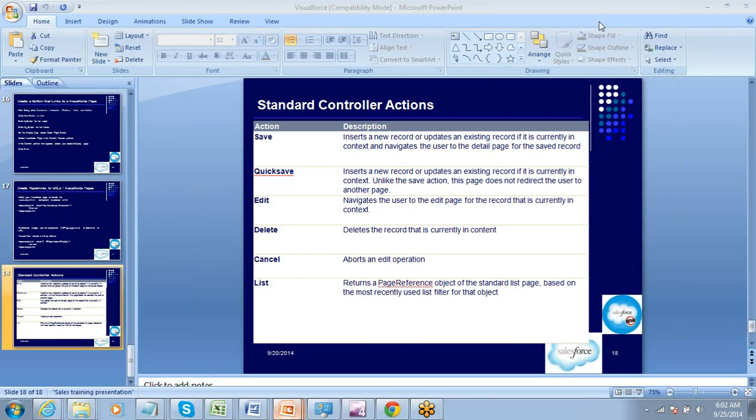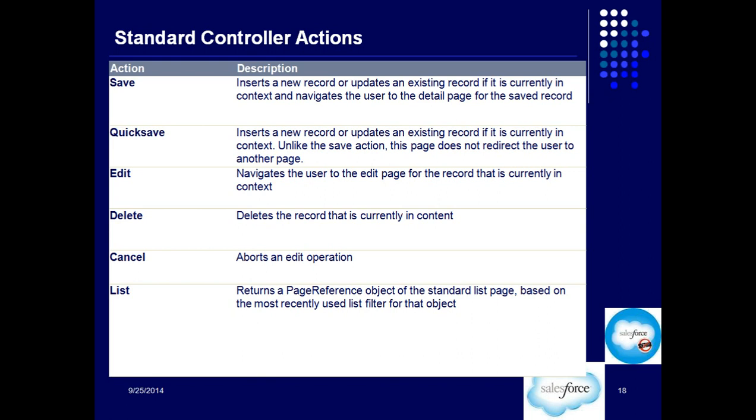So here is the list of actions that we have for standard controller. Save, quick save, edit, delete, cancel, list. These are the default actions which are available. As I told you earlier, for standard controller you cannot define your own actions. You just have to work with the standard set of actions that Salesforce has defined for you. So these are the only actions. Save and quick save we have seen. Four more actions are here which can be put on standard controller, right? Actions will be put on the command button or on the command link, right?